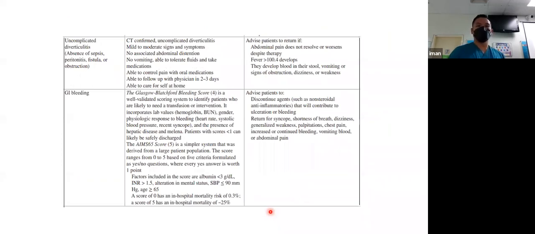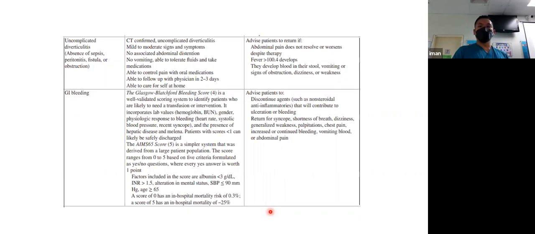For uncomplicated diverticulitis, when we want to discharge the patient, there should be no associated abdominal distension, no vomiting, and the patient is able to tolerate fluid and take medication. Pain is controlled with analgesia, and they can follow up with a physician in 2 to 3 days, and take care of themselves at home. Advise the patient to return if the abdominal pain does not resolve or if there is fever. If there is blood in stool, vomiting, or signs of obstruction, come back.